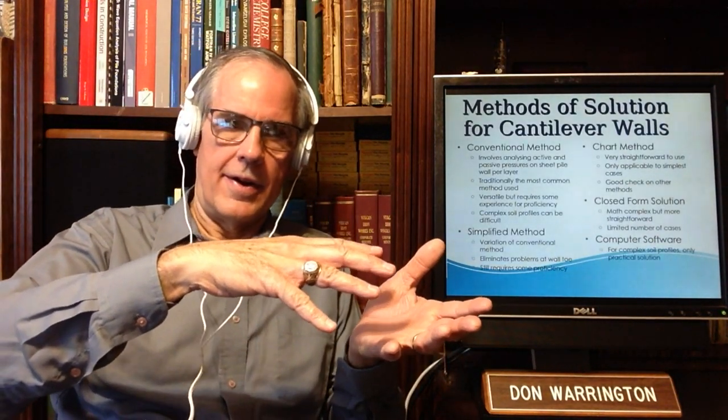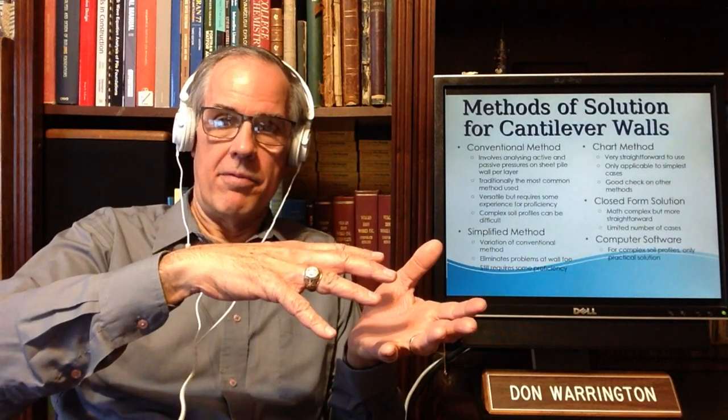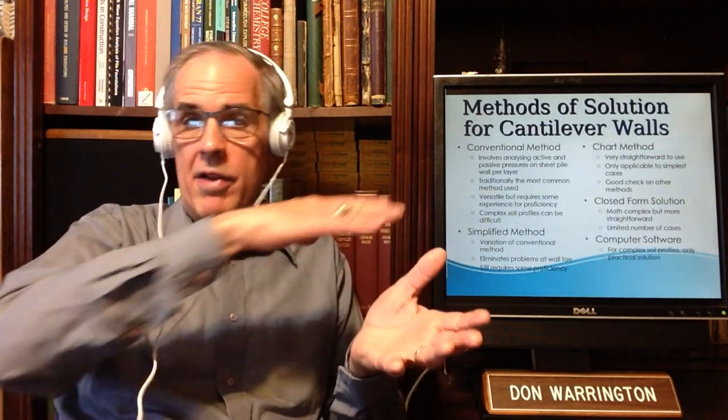The simplified method addresses the biggest drawback in the conventional method, which is that the earth pressures reverse. Traditionally we have active on the soil side and passive on the dredge side, but then when you get to the bottom in the conventional method, it completely reverses itself, which really is the most complicated feature of the conventional method. The simplified method gets rid of that by adding a few things at the end. We're going to talk about that.